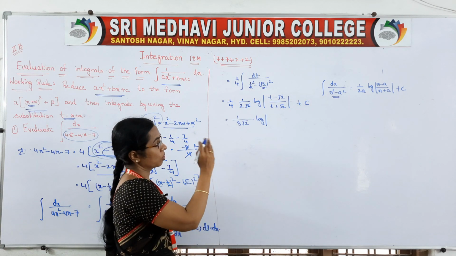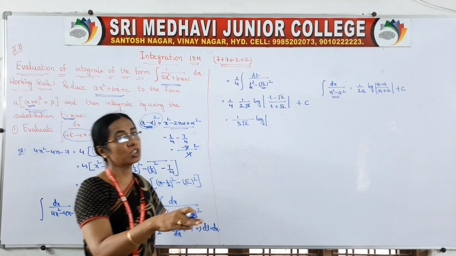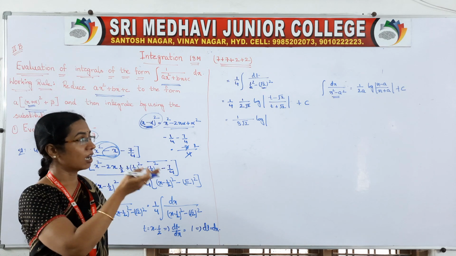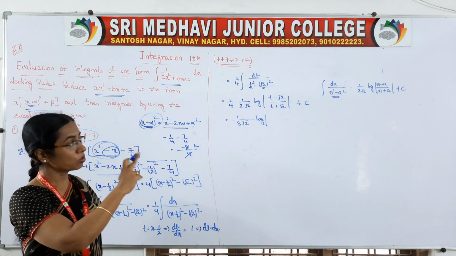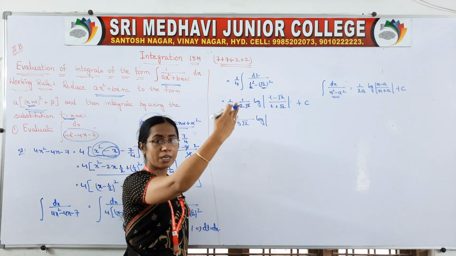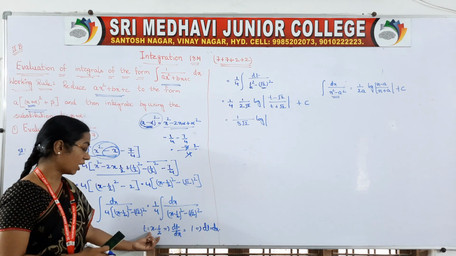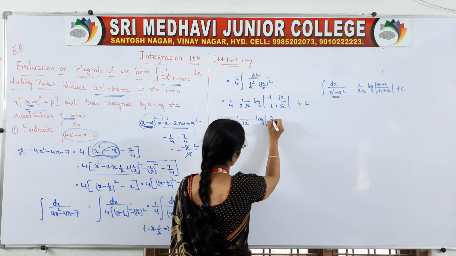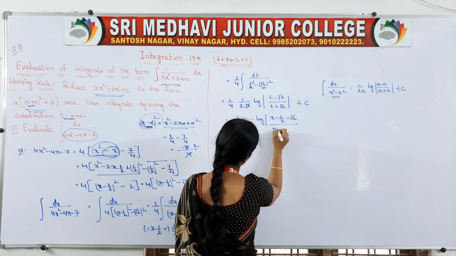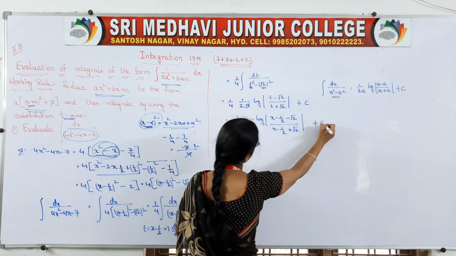So actually after writing plus c the problem ends in general, but in substitution problems after writing c we have to substitute the t value also. At the end the answer should be in terms of x. Remember, don't stop there. In general after getting the answer we write plus c, but in this problem we have to substitute the t value now. So what is our t value? It is x minus 1 by 2. So x minus 1 by 2 minus root 2 by x minus 1 by 2 plus root 2, plus c.